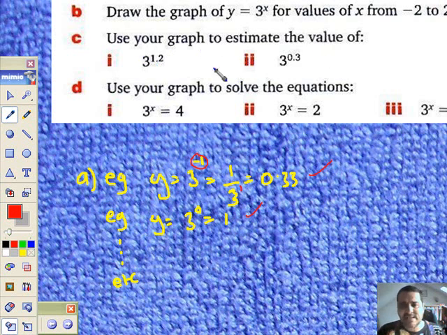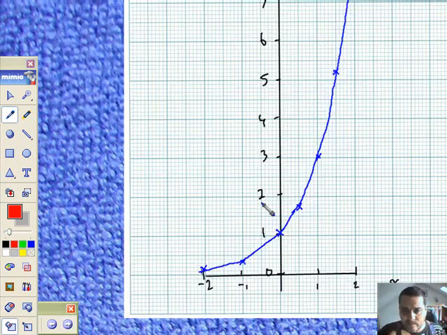Use your graph to estimate the value of 3 to the power of 1.2. So y equals 3 to the power of 1.2. So x is 1.2, which is about here. It's not brilliant, it's really hard to get it. Let's just plant it there and have it done. Right, that's what I'm going for. Better? Yeah, I'm happy with that.